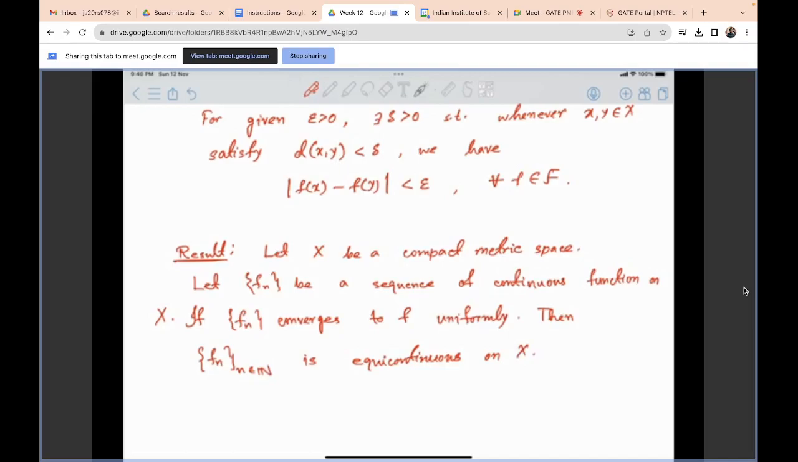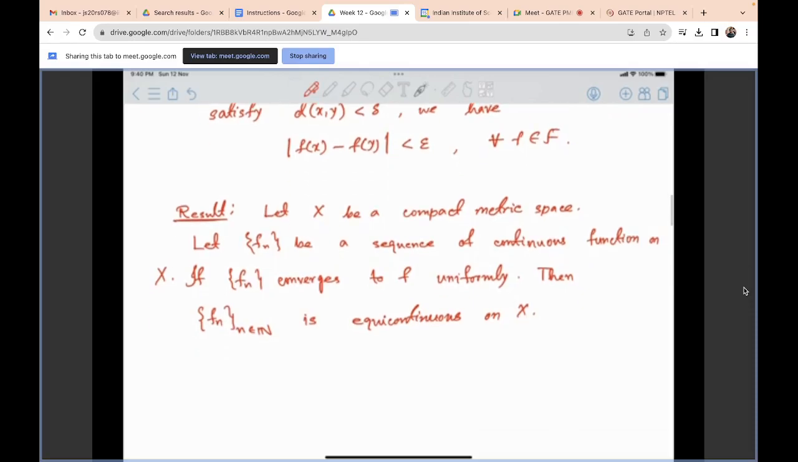So this is saying that if X is a compact metric space and fn is a sequence of continuous functions on X, then if fn converges to f uniformly, so what does that mean? If fn converges to f uniformly, it means that for every epsilon there is a natural number N such that |fn(x) minus f(x)| is small for all n bigger than this capital N and for all x. So this is the meaning of fn converging to f uniformly. Then you can say that the sequence of functions is equicontinuous on X.